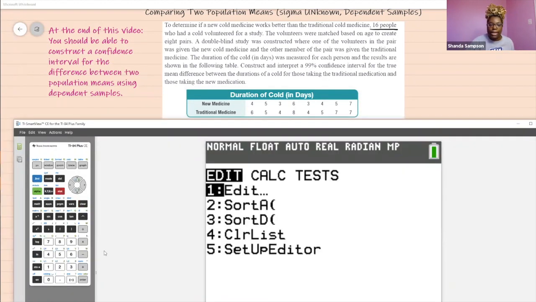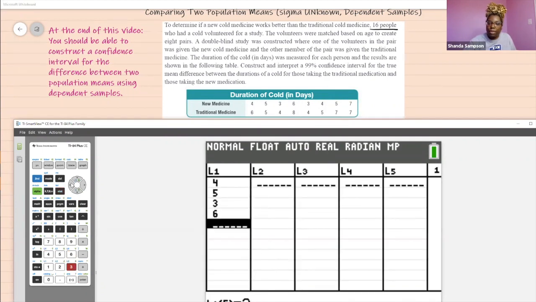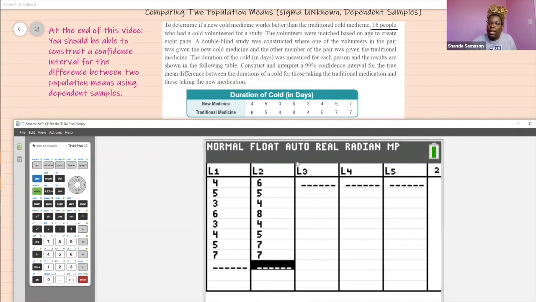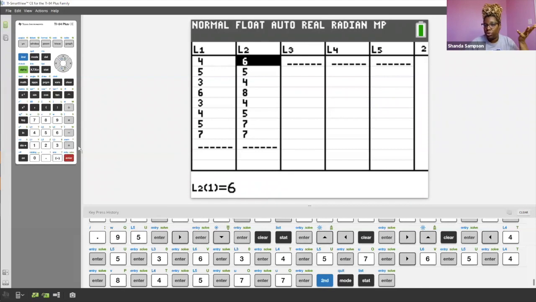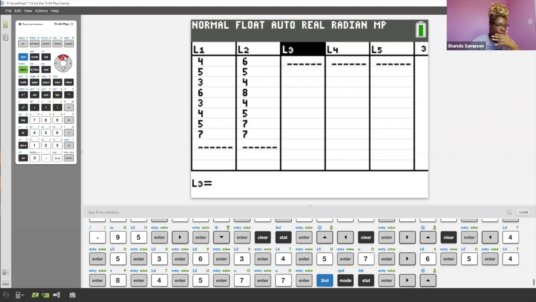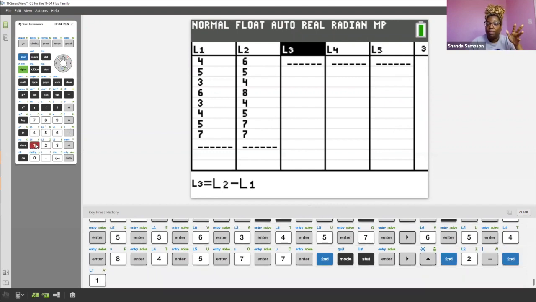So we need to put our data back in the list. Okay, so all of our information has been put into the calculator. After we put in L1 and L2, we need the difference between L1 and L2. So you need to go up to L3 and do L2 minus L1. Remember, the difference formula was the second value minus the first value. So L2 minus L1. Now, if you did something wrong and your numbers aren't even, it'll give you an error, because the lists have to be the same length. Remember, they're paired.